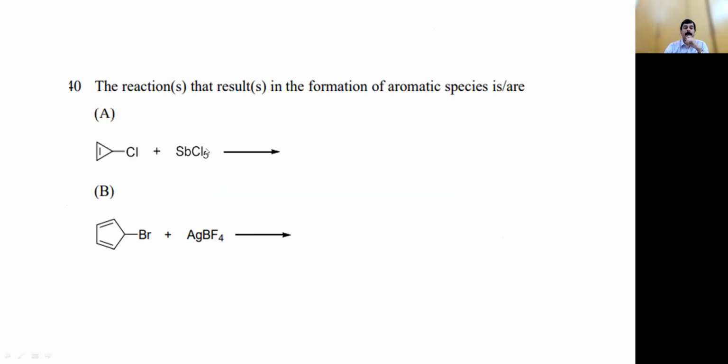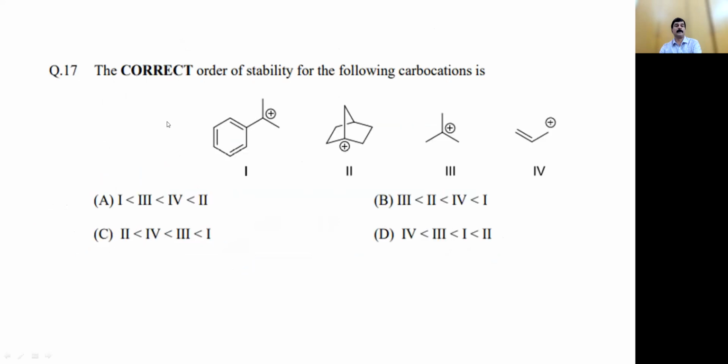Again, the Lewis acid will pick up this halide, that is Cl minus. So again, positive charge is formed over here and over here. So this will form an aromatic species, this will form an anti-aromatic species, and this will form an aromatic species. So benzyl, this is a bridgehead system, norbornyl, tertiary, allyl. Naturally, benzyl is more stable, so one is more stable.